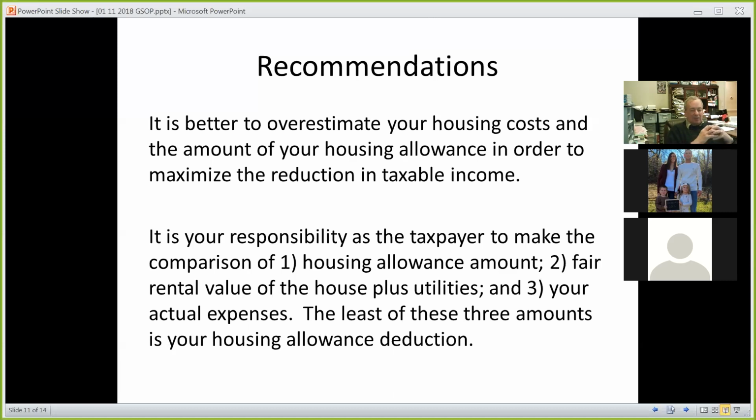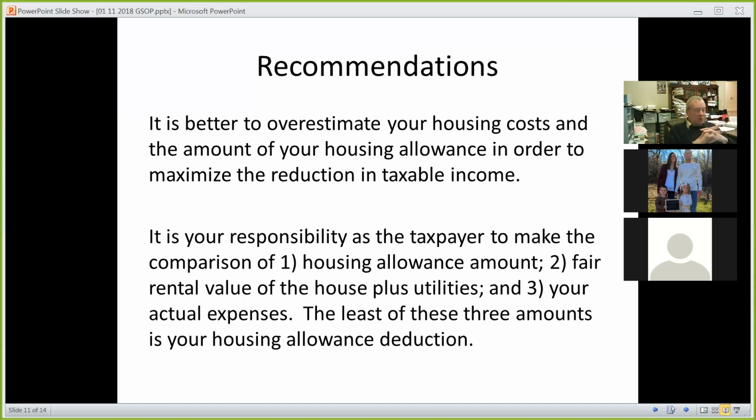So always, to some extent, overestimate what you think you'll spend. However, if you know what your fair rental value is plus the utilities, it's not going to do you any good to go over that unless that number changed through the year.